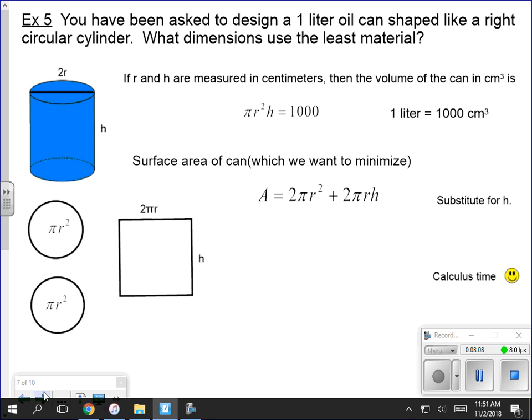Okay. You have been asked to design a 1-liter oil can shaped like a right circular cylinder. What dimensions use the least material? Using the least material.